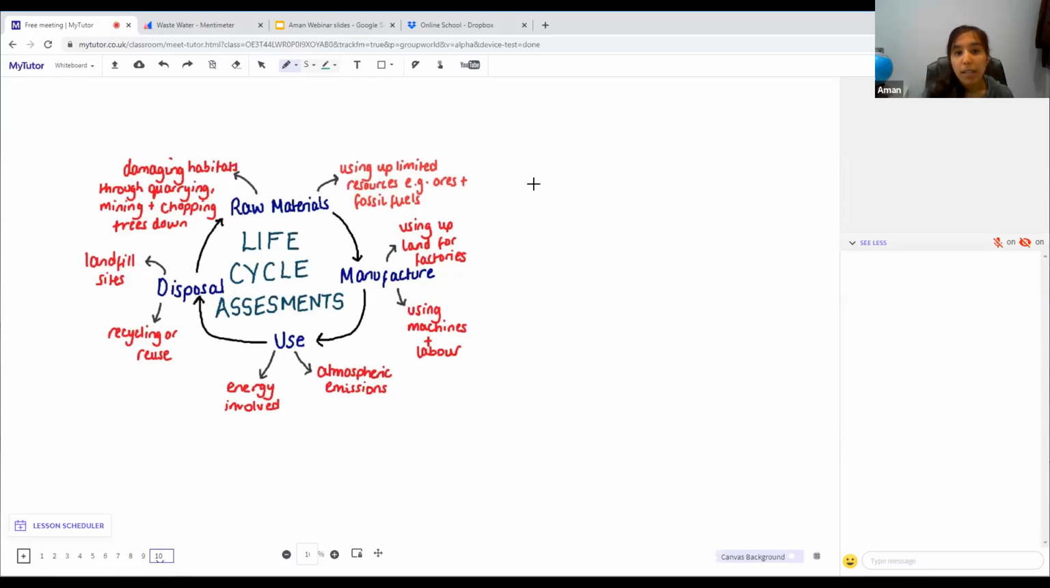So let's think about an example. Let's think about a pillowcase cover. So a cotton pillowcase cover, does it use up limited resources? Where does cotton come from? Does anyone know? Good. Cotton comes from the cotton plant or the hibiscus plant. The hibiscus plant. Excellent. So actually it doesn't come from a limited resource.